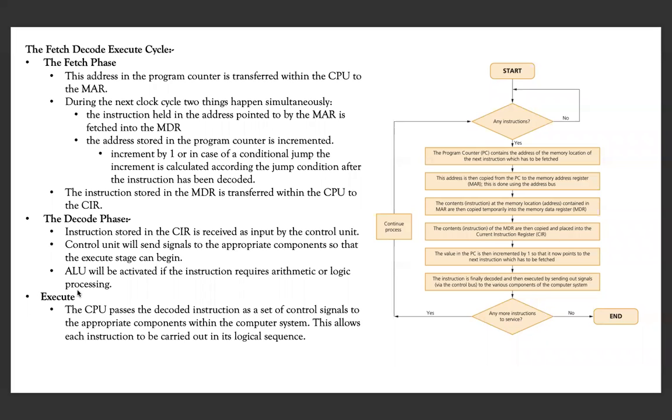And finally, the execute phase. The CPU passes the decoded instruction as a set of control signals to the appropriate components within the computer. This allows each instruction to be carried out in its logical sequence. So control is shifted to the control unit, and for execution to become complete, the control unit sends out control signals to all necessary parts of the computer to execute that instruction.